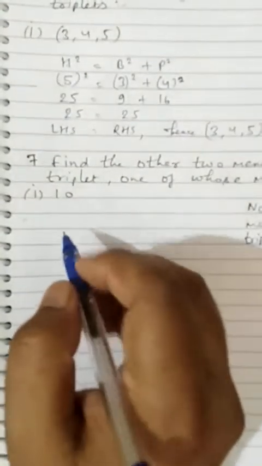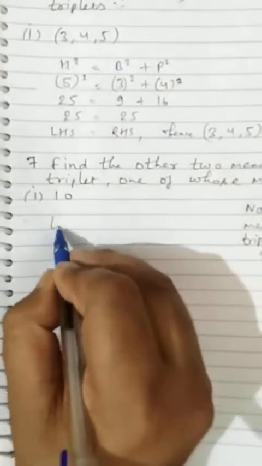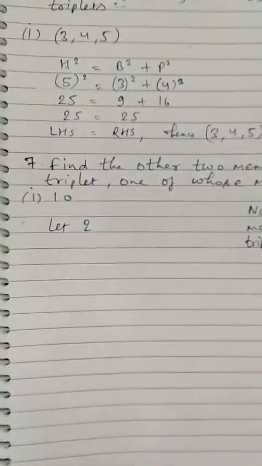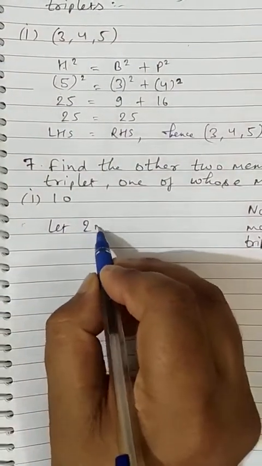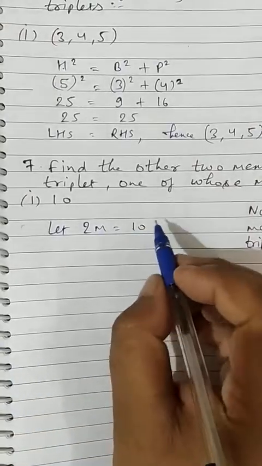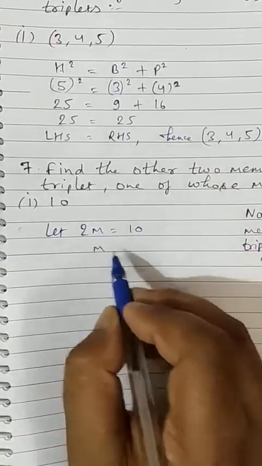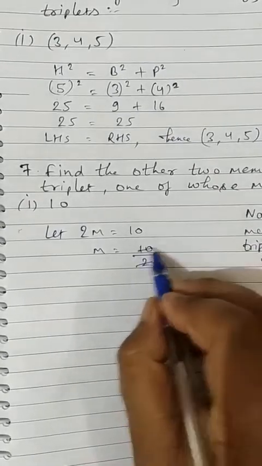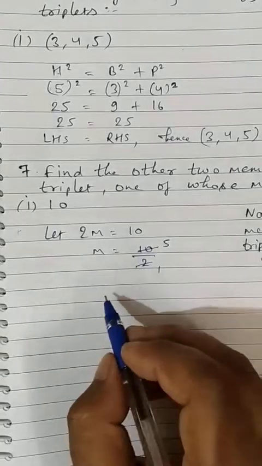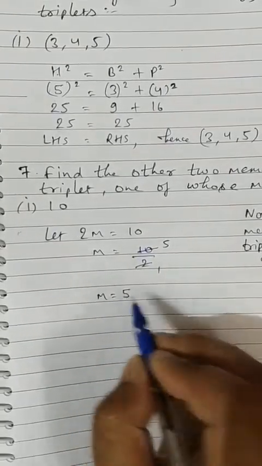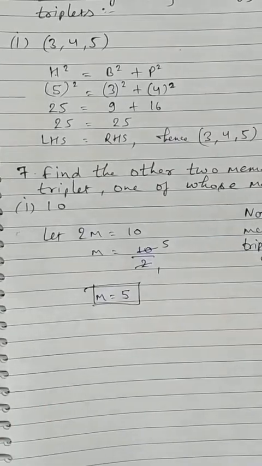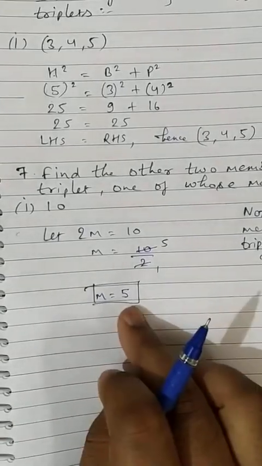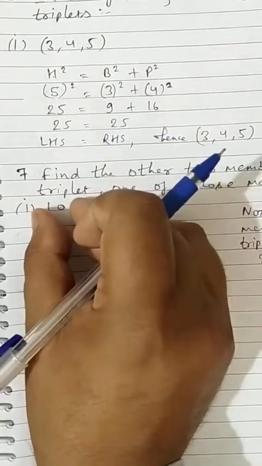So let us see how it is done. First you will take, let 2m is equal to 10. So m is given by 10 by 2. 2 fives are 10. So the value of m is 5. Students, take care. This is not any of the members. Okay. First member is already given to you.